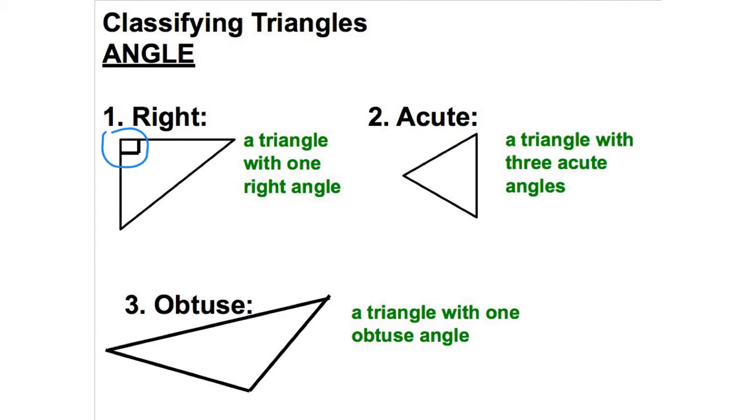An acute triangle has three acute angles. Acute angles are less than 90. And an obtuse triangle is a triangle with one obtuse angle, and an obtuse angle is greater than 90 degrees.